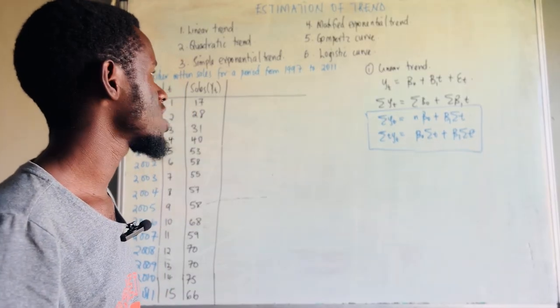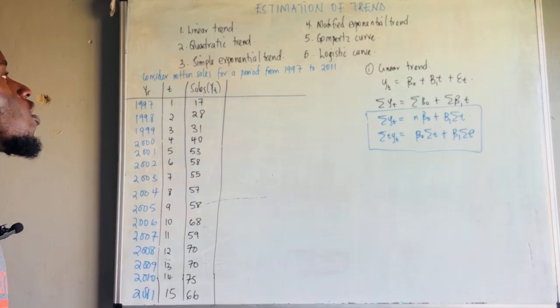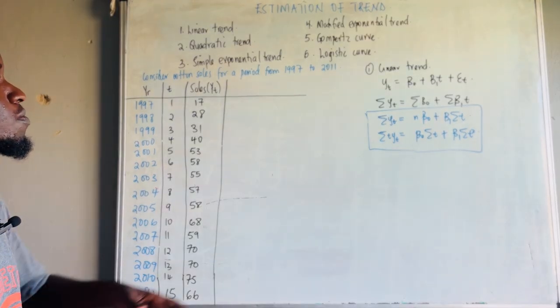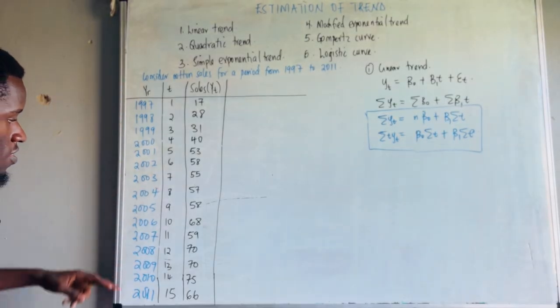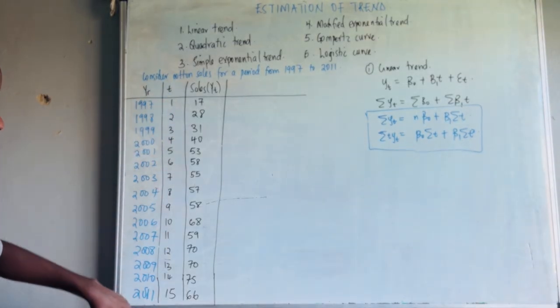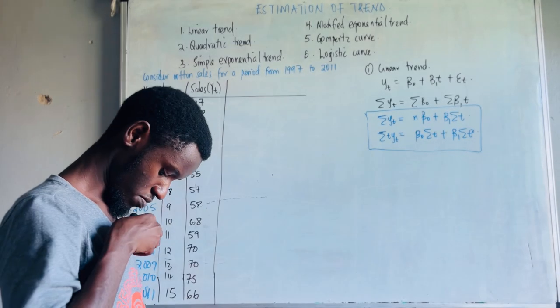Remember, with ease, I want us to go through now a question like this one. You said consider total sales for a period from 1997 to 2011. Then you have the year. Then you have the time component t, 1 up to 15. Then you have the sales this side. Now, if I'm asked to find a linear trend, what do I do?